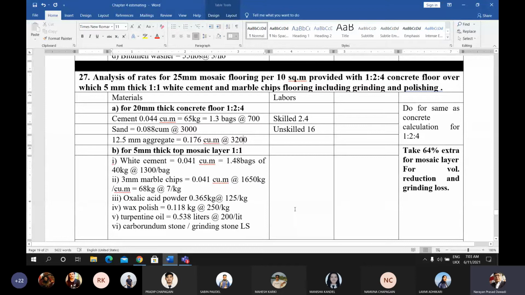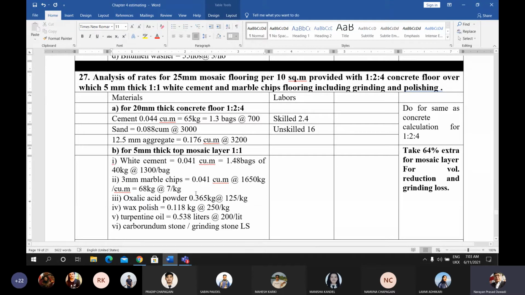This is the analysis of rates for mosaic flooring, and these are the different types of material that can be used. Oxalic acid powder is spread over the surface, and that is ground using the carborundum stone by sprinkling water on the level surface. After cleaning them, wax polish and turpentine are also used to make it smoother and shinier.